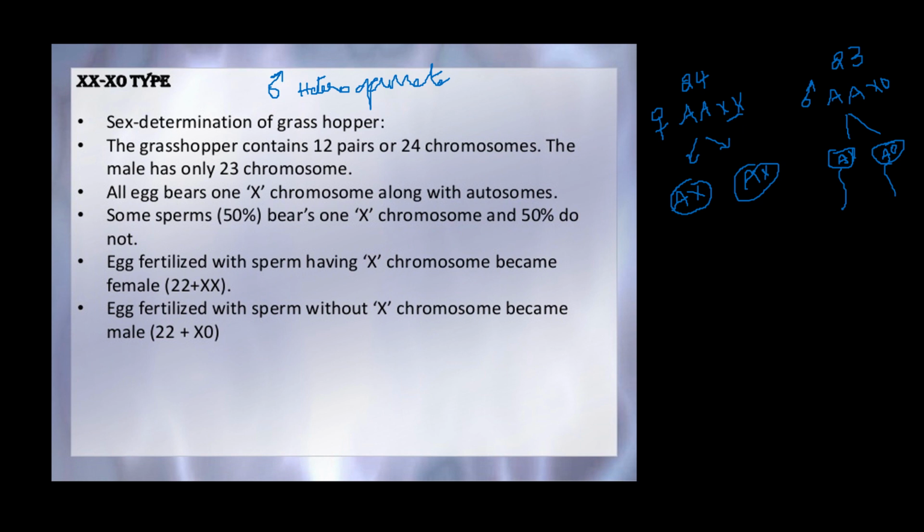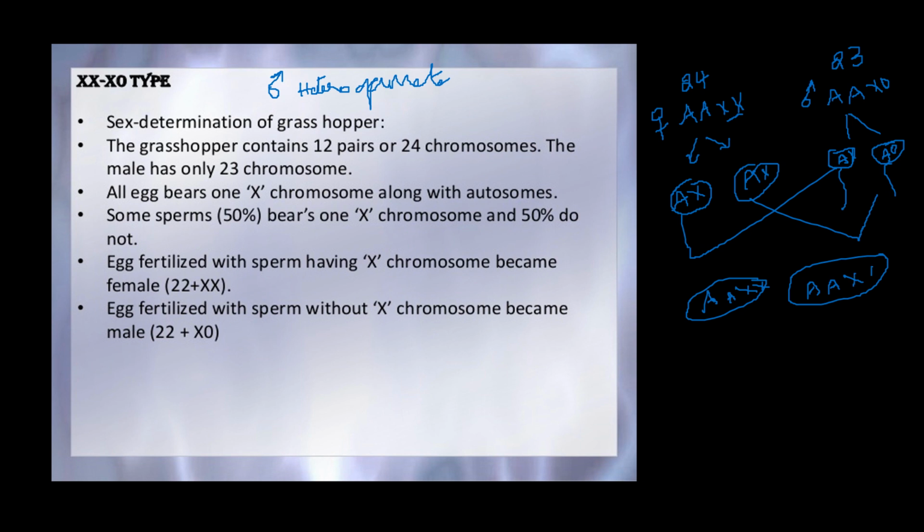So suppose this egg is being fertilized by the sperm of this type, then the offspring will be AAXX. If it is AAXX, then this will be a female. Suppose the other type of sperm, that is AO, is fertilizing the egg, then the offspring produced will be AAXO. AAXO is the male.